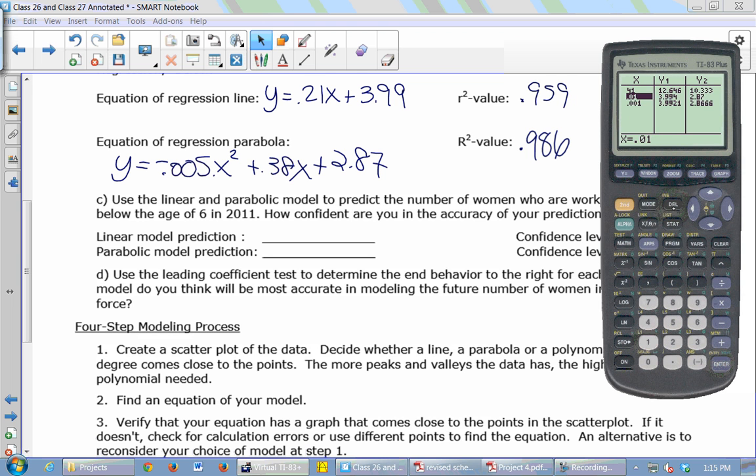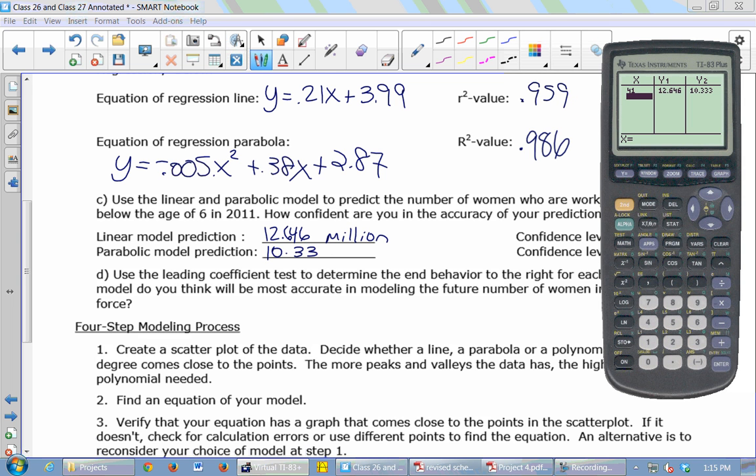And I'm going to delete these other things just so they don't confuse you. And I have a y1 value and a y2 value. y1 is the line, and y2 is the parabola, the quadratic. So it gives me two different predictions that are pretty different, right? The line predicts 12.646 million women. And the parabola predicts 10.33 million women. It's like a difference of 2.3 million, right?